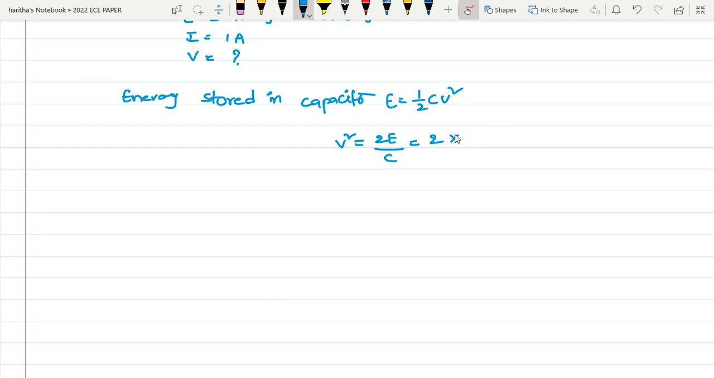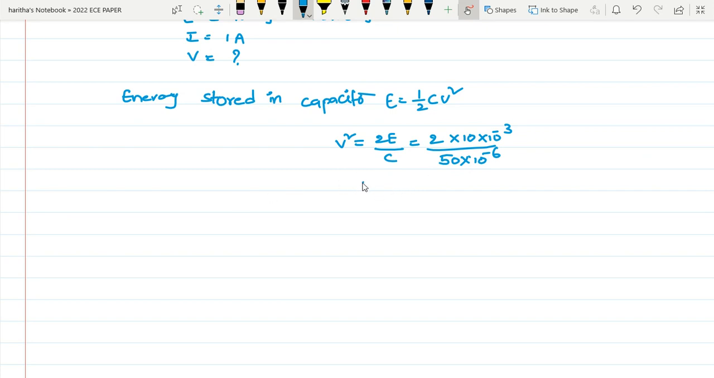Energy value is given: 2 into 10 into 10 to the power of minus 3, divided by capacitance value 50 microfarads. So 50 into 10 to the power of minus 6.